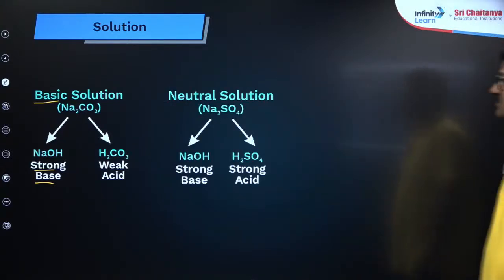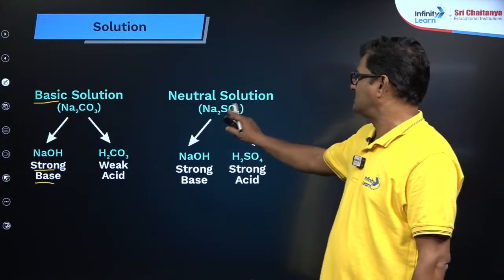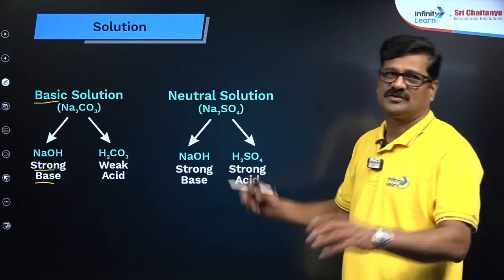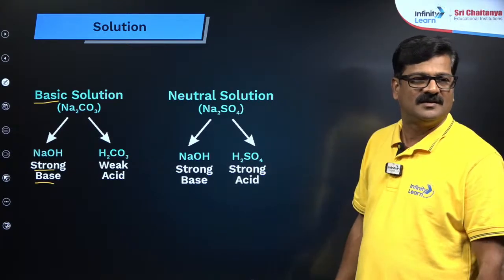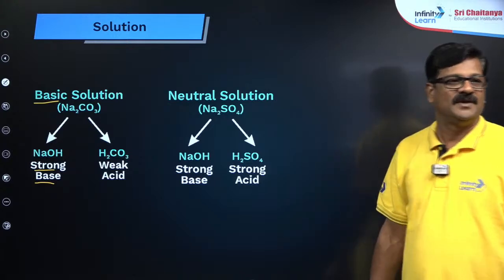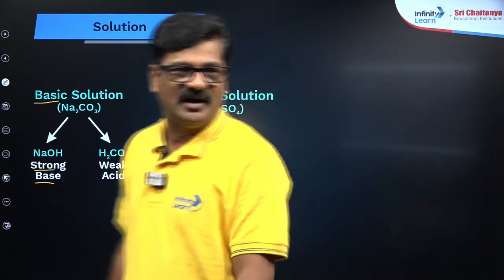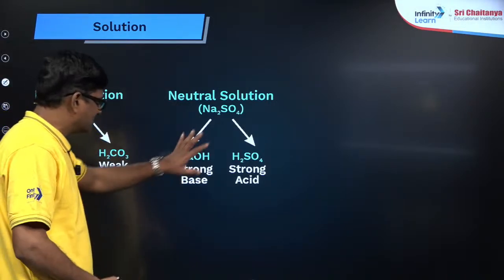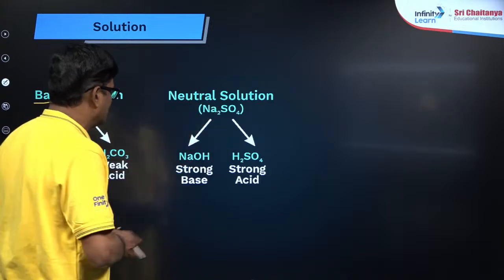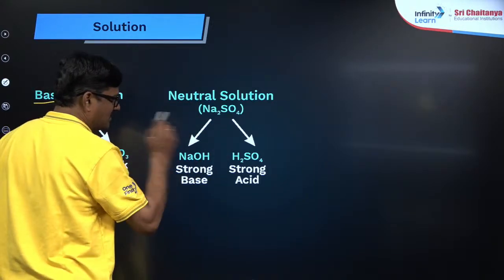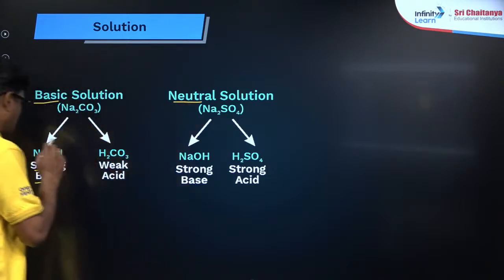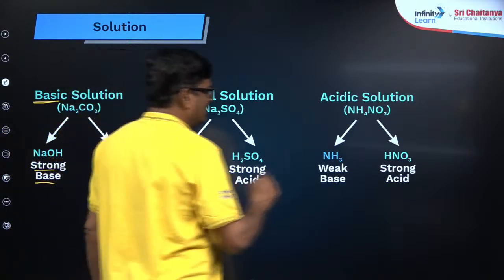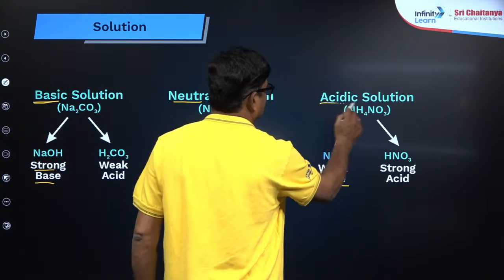Now talking about the neutral solution, Na2SO4, it gives rise to sodium hydroxide and H2SO4, both are strong. Okay, Ka and Kb relation is equal to Kw, and it is said to be neutral. So salt formed by strong acid and strong base is neutral. Salt formed by strong base and weak acid is basic, and the salt formed by weak base and strong acid is acidic.